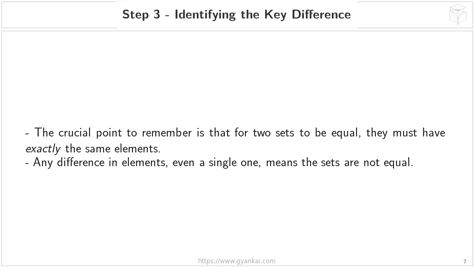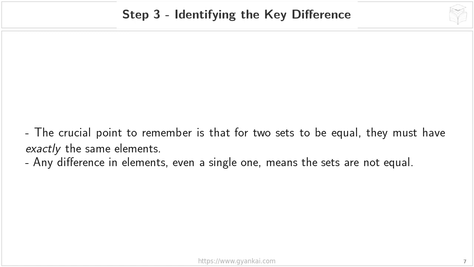And this next point is a direct consequence of that. Any difference in elements, even a single one, means the sets are not equal. So, let's say we had two sets, and they both had most of the same numbers, but one had an extra number the other didn't. Immediately, those sets are not equal.